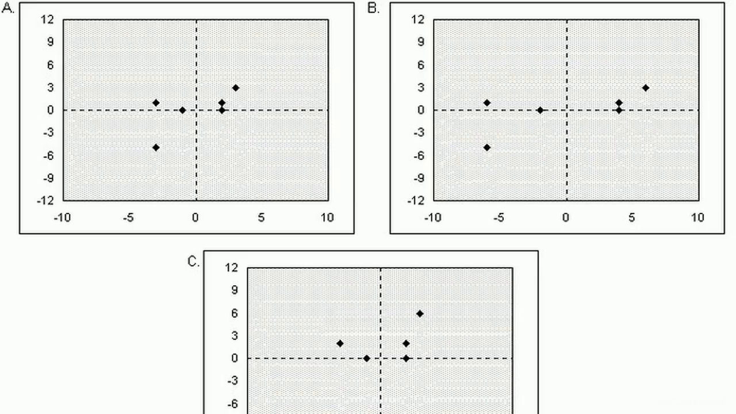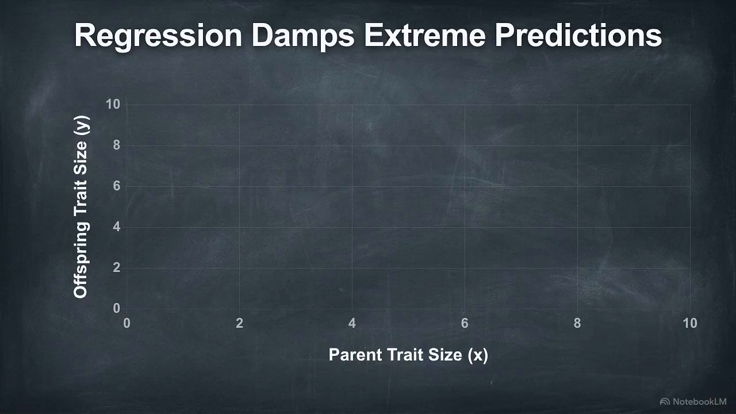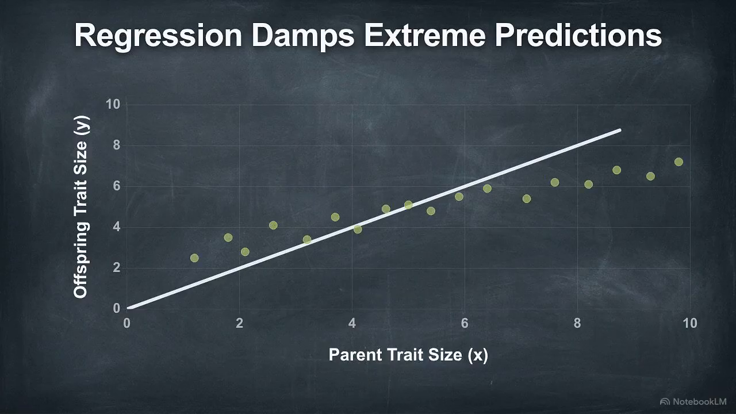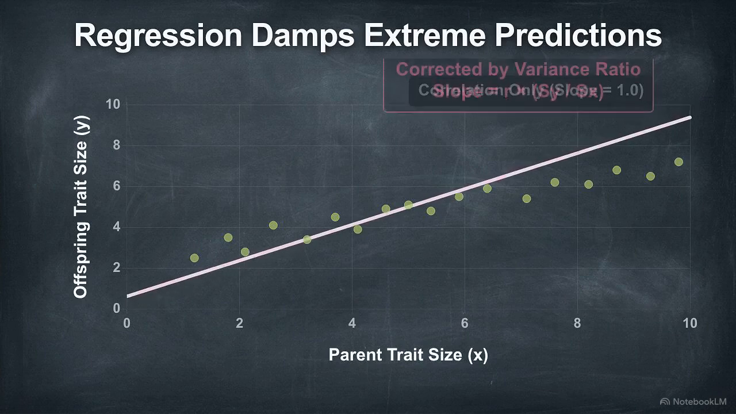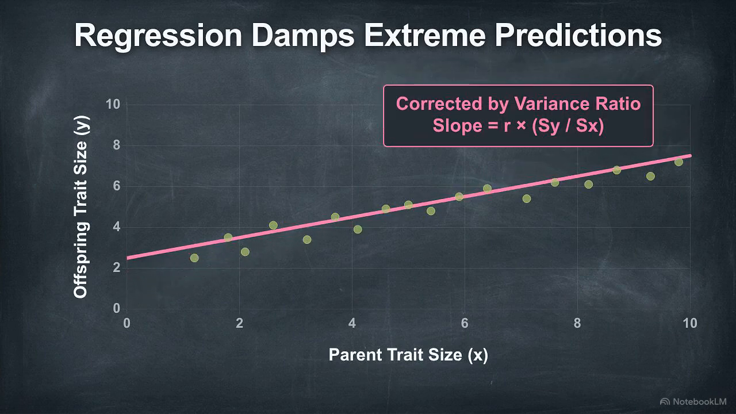This diagram shows variability affecting predictions. Look at plot A. Parent and offspring variability are equal. The slope matches the correlation. In plot B, offspring vary less. The line becomes shallower, squashing predictions toward the mean. The ratio of standard deviations acts as a crucial correction factor on the correlation, preventing our predictions from flying off into infinity.